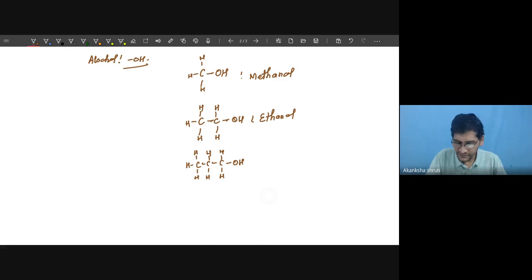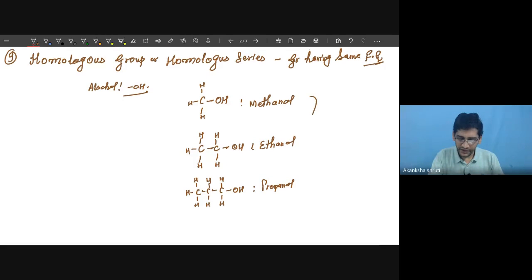But the OH group must be there. It is called propanol. So all of these three are alcohols, but these are different members of this alcohol family.